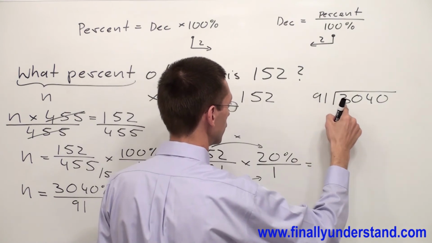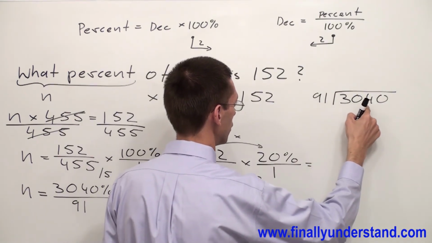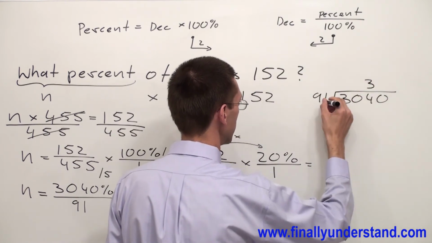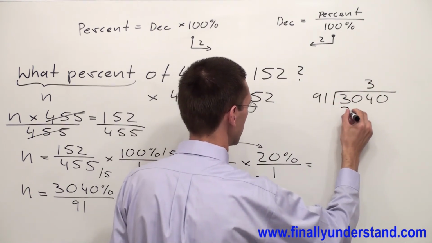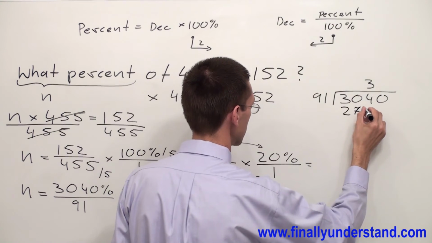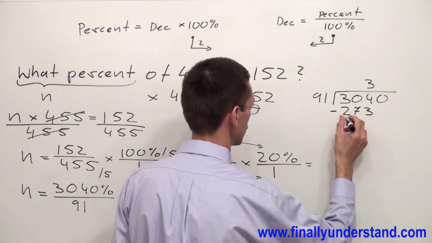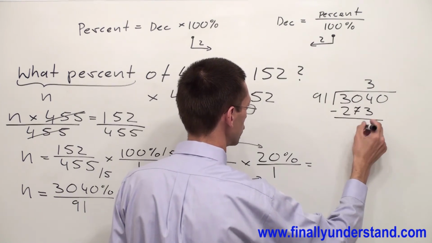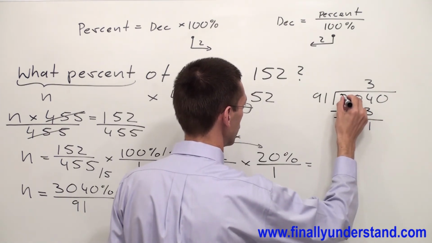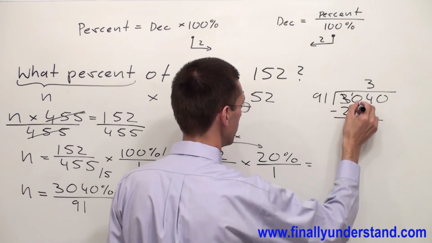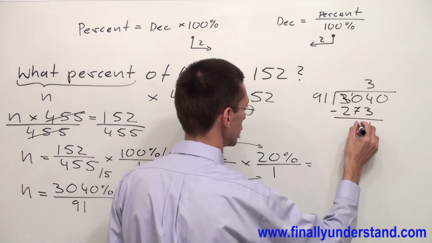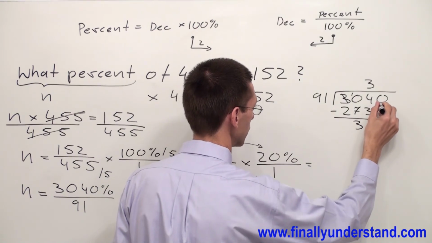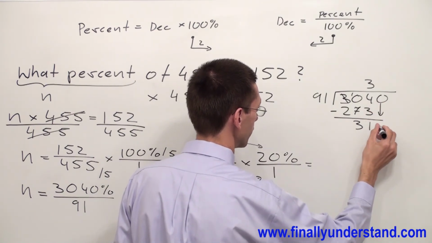91 goes into 304 3 times. 3 times 91 is 273. Subtract, and I have 4 minus 3 is 1. Borrow 1 from here, this is going to be 10. 10 minus 7 is 3. Okay, now I have to bring down 0.